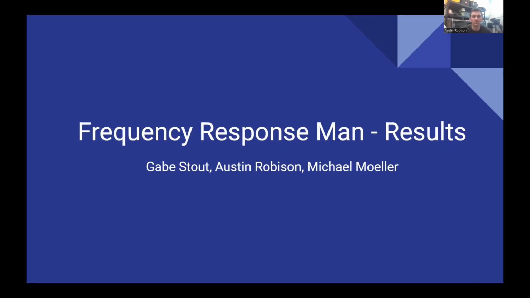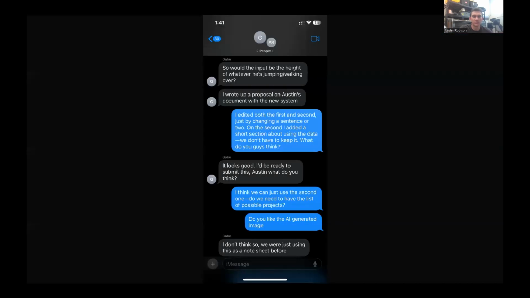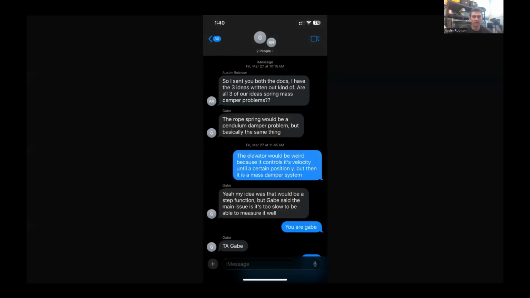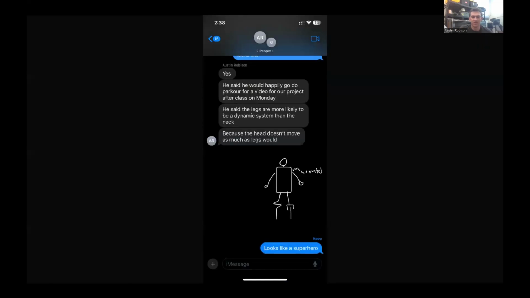For our analysis, we analyzed frequency response. These are the results. We are Gabe, Austin, and Mike. We decided to model a very ideal, simple mass spring damper. But we were on a search for the ideal mass spring damper, and we considered many systems. We considered a boat, we considered a swing, we considered a horse, we even considered an ATV, but eventually we landed on possibly the most perfect model, a man.